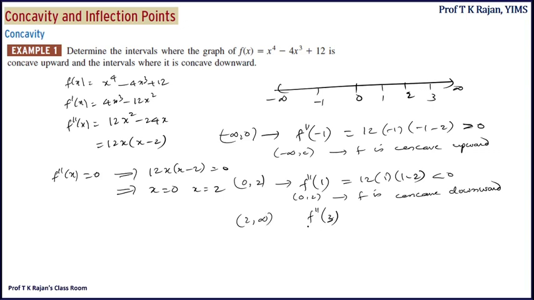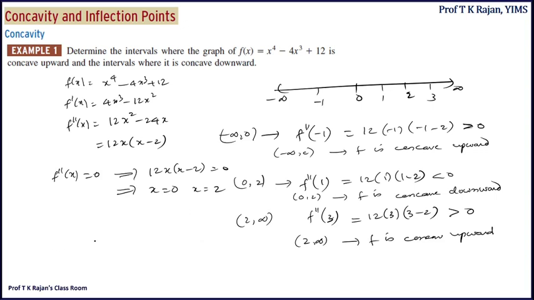Similarly, take the interval 2 to infinity and take the point 3 there. Calculate f double dash of 3, that is 12 times 3 times (3 - 2). 3 - 2 is positive, so this is positive, clearly greater than 0, which indicates that on 2 to infinity, the function f is again concave upward.